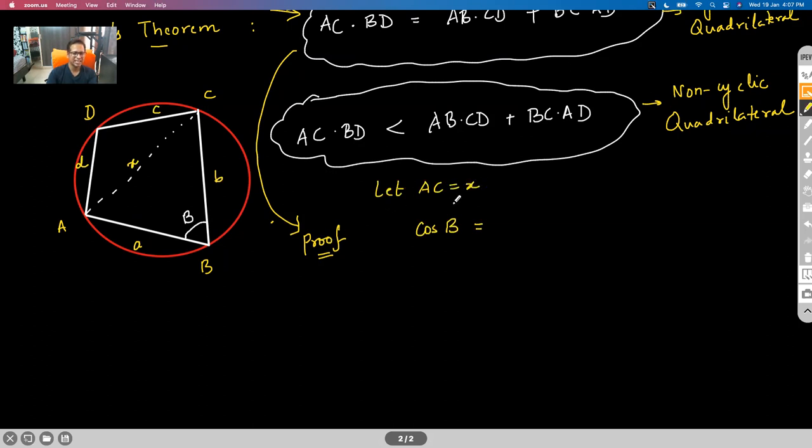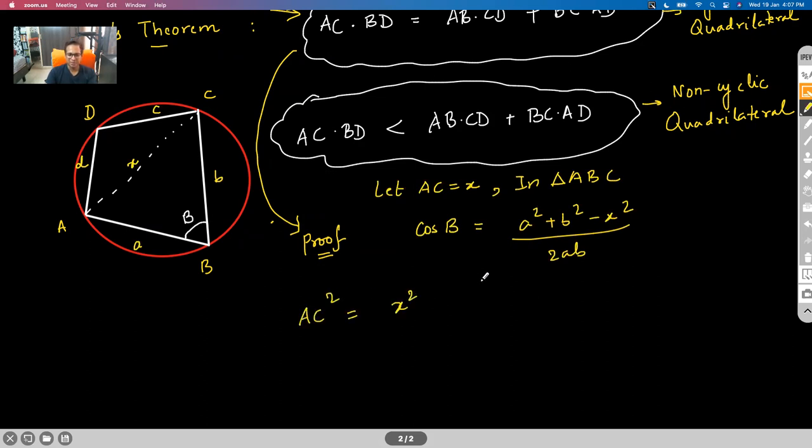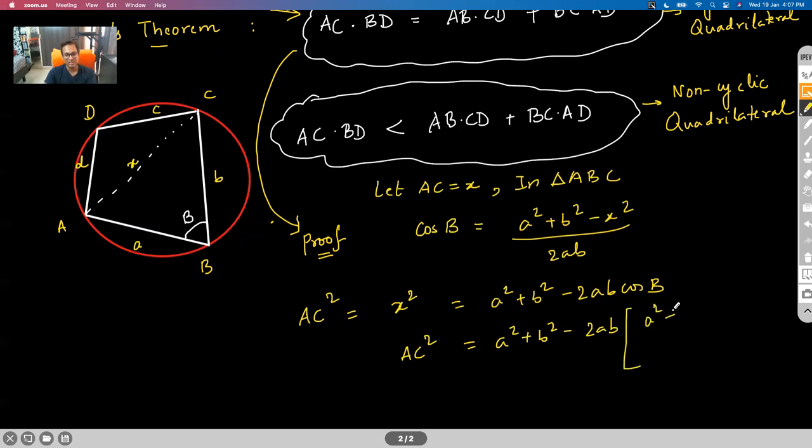So in triangle ABC, if you apply the cosine law, it is nothing but A square plus B square minus X square by 2AB. Which means X square, which is nothing but the square of AC, becomes A square plus B square minus 2AB cos B. Correct. And now I'm planning to replace my cos B. If you recall, the cos B formula we had learned was A square plus B square minus C square minus D square, where A, B, C, D are the sides of this quadrilateral, upon 2(AB plus CD).